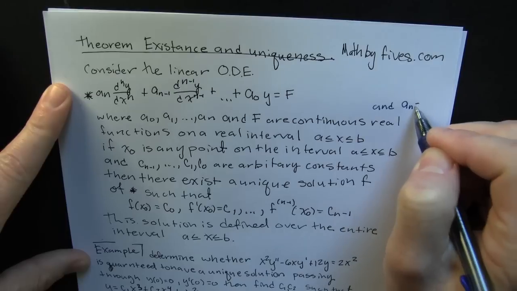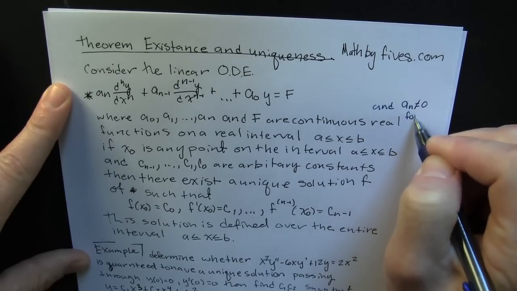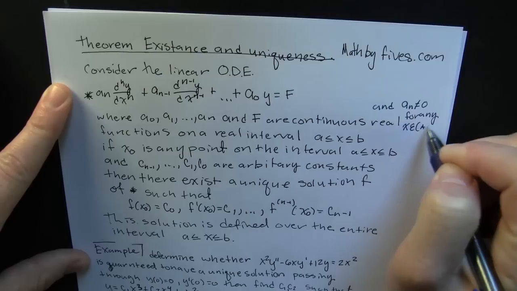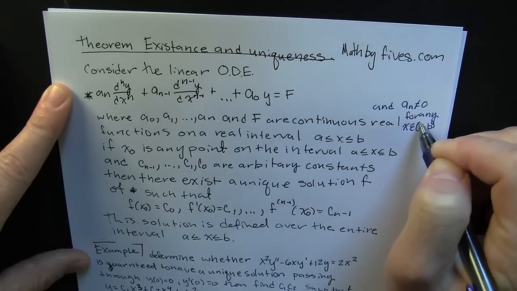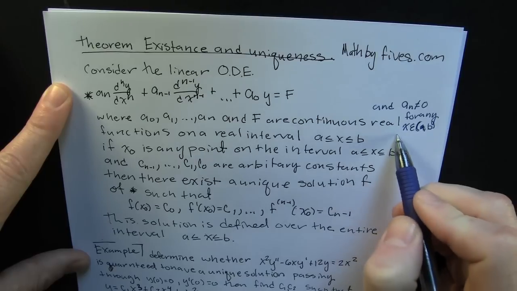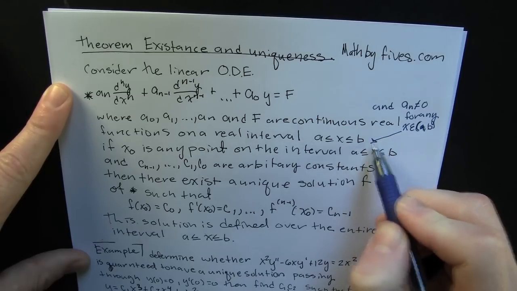Yes, the leading function is never 0 for any x. Because why? That would mess with our whole order. Because if it was 0, then we would lose a derivative, and it would be awful. Those functions are on a real number line, the interval a, b.